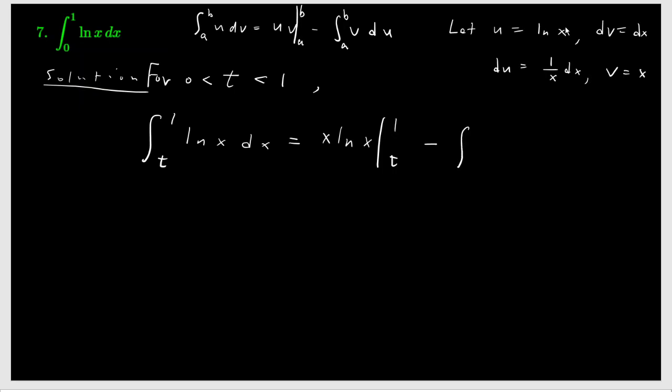Minus the integral of v du. In this particular case, v du is from t to 1, right? v is x, du is 1 over x dx. If you want more steps, it's x times 1 over x. The x and x cancel, right? So you just have the integral of 1, with dx in here.